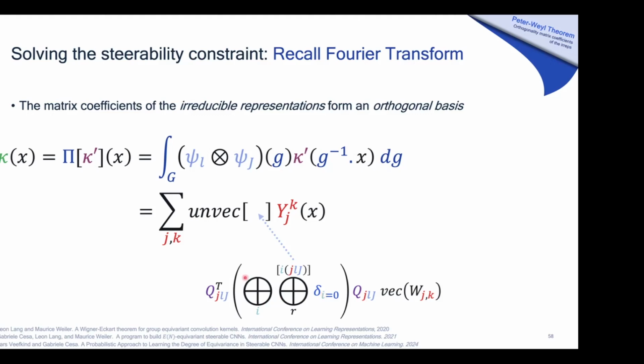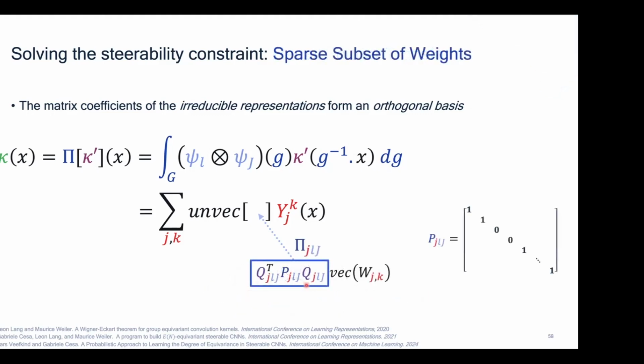So yeah, what happens here is that now we have a very sparse matrix, which is like a diagonal matrix with just a few ones and zeros on the diagonal, selecting basically the invariant components, surrounded by a left and right multiplication by a change of basis, and then applied to the vectorization of all our weights. This is essentially our projection operator. We are just picking some of the steerable filters we started from to select those which satisfy the steerability constraint.